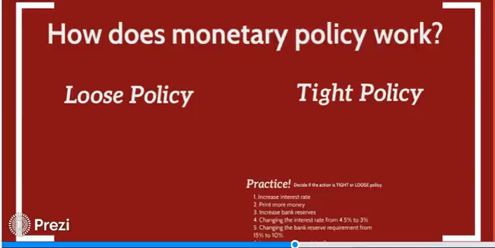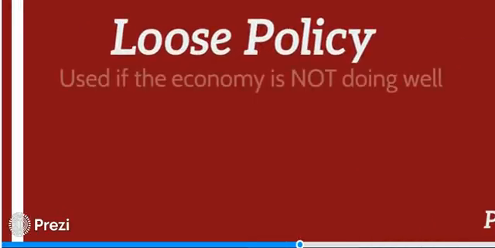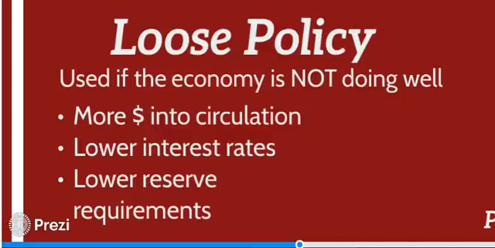You can either have loose policy or you can have tight policy. All right, and in terms of money, we use loose policy if the economy is not doing well. Because remember, think back to when we talked about John Keynes in the last video. He says that if the economy is not doing well, you're going to have to find a way to feed money into it in order to force it to do well. So if we want the economy to do better, we have to move some more money around. So we're going to print just a little bit more money and move it into circulation. We're going to lower the interest rate so that people have more money to spend. And we're going to lower the reserve requirements. That means that banks can take more money out of the vault and put it into people's hands.